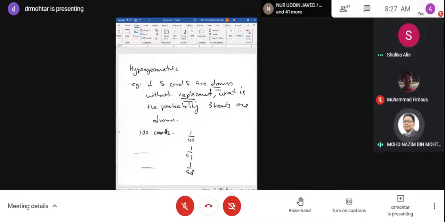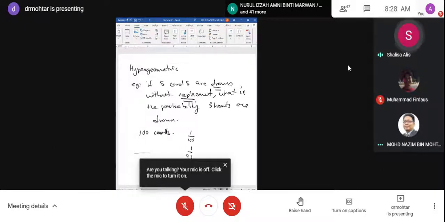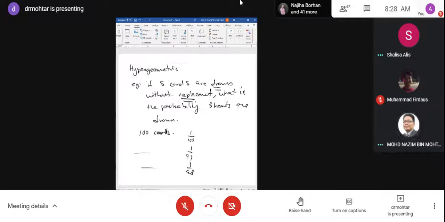Right. So for hypergeometric, the 5 cards are drawn without replacement. If you replace back the card, what type of distribution is that? Wait a moment, I think maybe negative binomial. Yes, it's binomial. Like we said before, the hypergeometric is almost the same as binomial. So that is the difference: the source is going to be replaced or not. Okay, good.